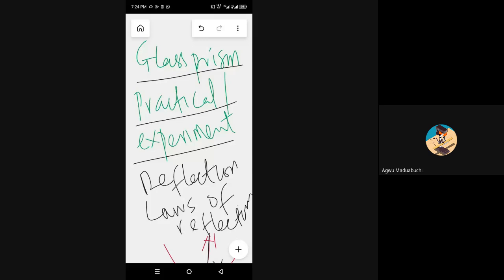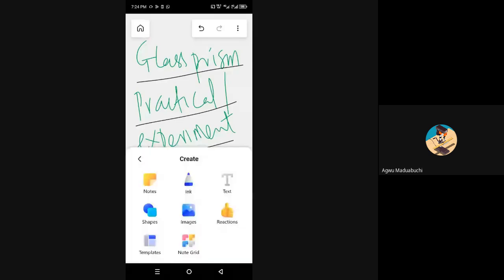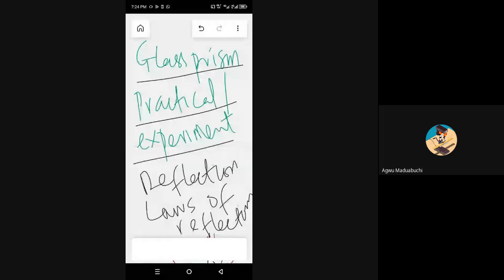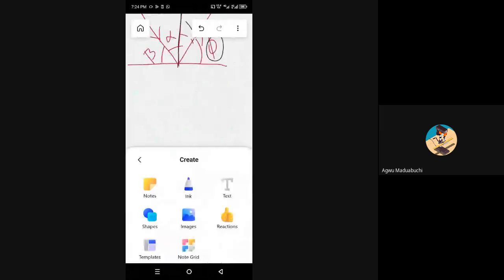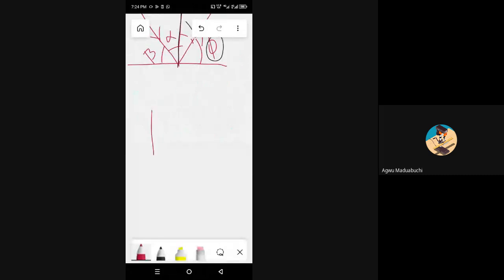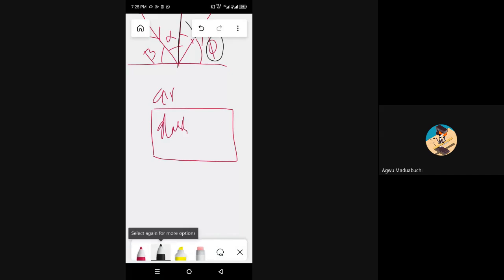For refraction, there will be change in velocity. The wave will bend, when the wave has to pass through media of different densities. So, for example, when light passes from air to glass or from air to water. Can you see my drawing? Yes, sir. So this is the normal.